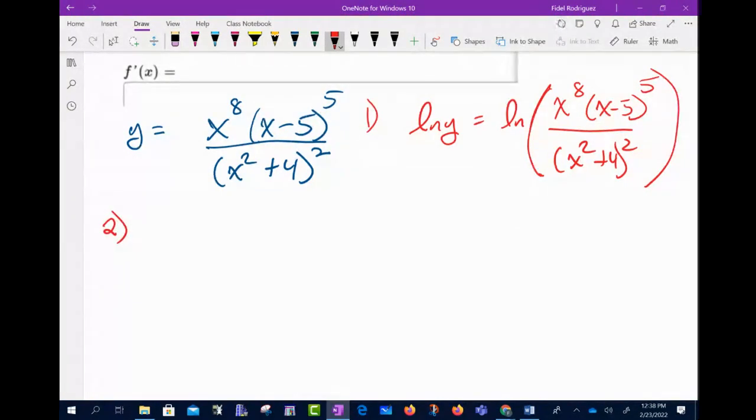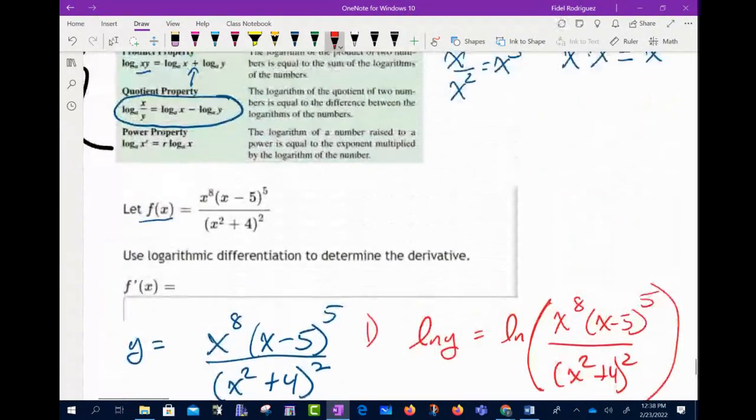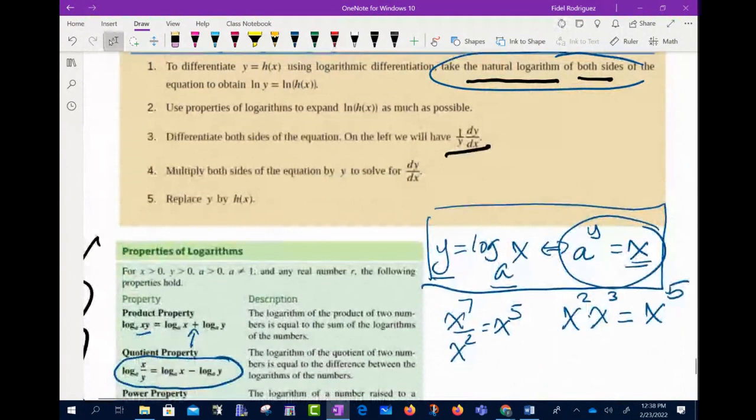Step 2, okay. Let me come back over here, y'all. I'm going to scroll back down to my steps. Number 2 says we're going to use these properties of logarithms to expand the natural log. This is really on the right-hand side, on the right-hand side as much as we can.